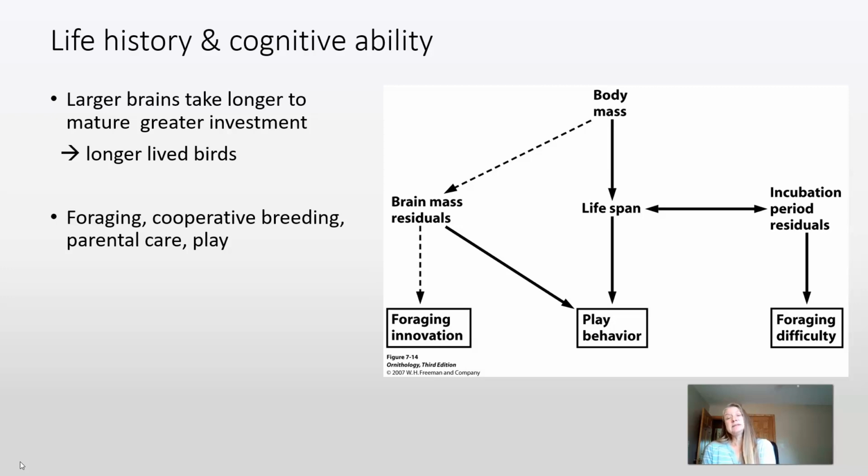So we often see larger brain size associated with longer lived birds. And we also see this in birds with more complex foraging behaviors, cooperative breeding birds, birds with parental care, and then also birds that play. Because again, larger brain mass is going to be associated with foraging innovations, play behaviors, cooperation, all kinds of things.